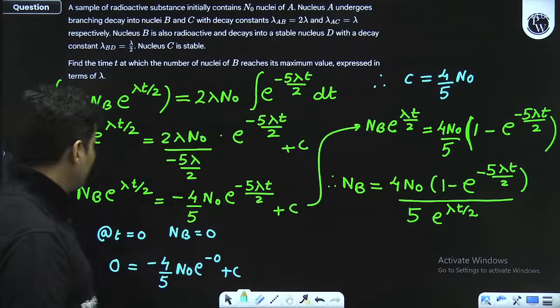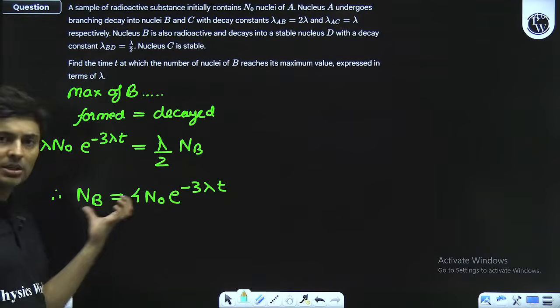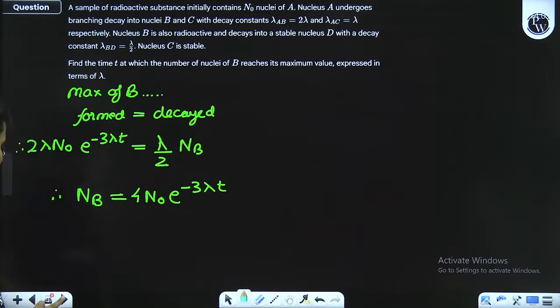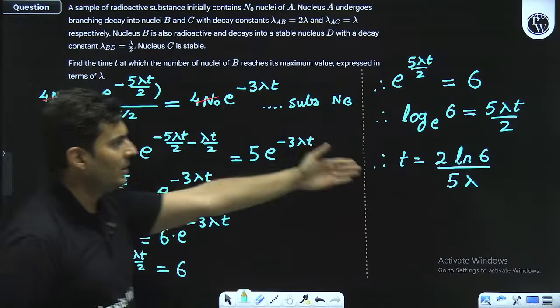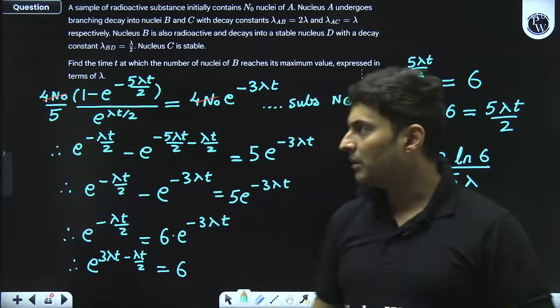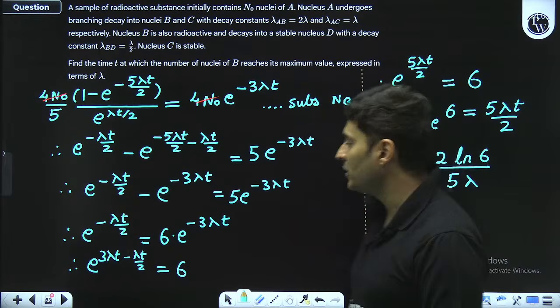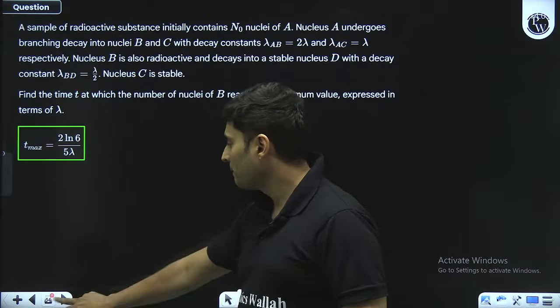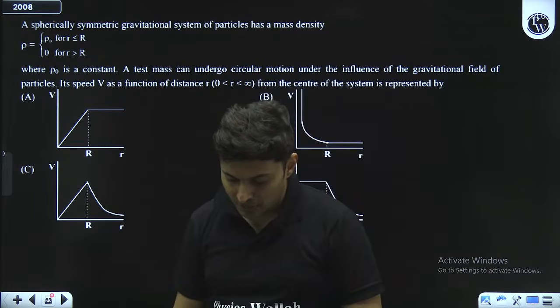The moment you get this value of NB, you directly put it back over here in this equation, substitute it, and just proceed with the basic algebra. This is simple. This is not that difficult. You have to be very careful when doing this. You might make some small silly mistakes, and then you will get the answer. Okay, great. Last few questions on your screen, two to three questions.